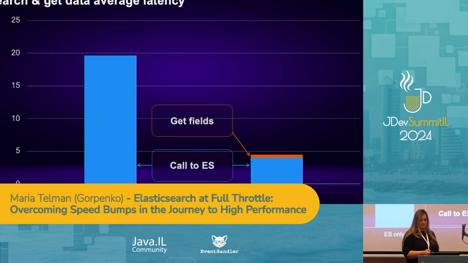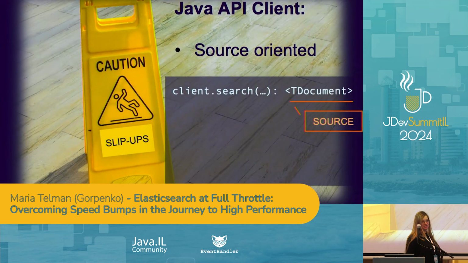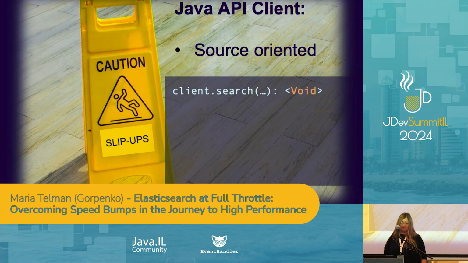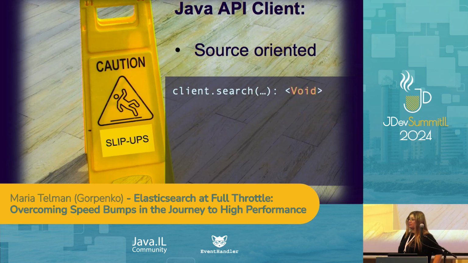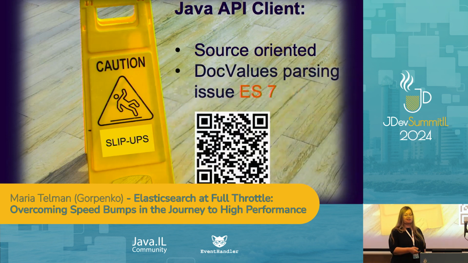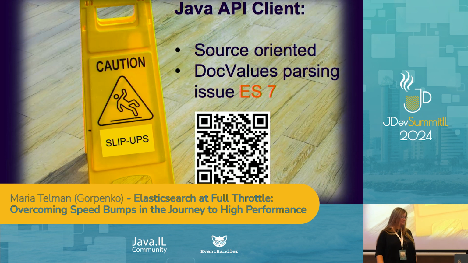So, doc values. Unfortunately, our new Java API client is designed for source. If we don't get it, things can get tricky and unstable, so be cautious with doc values. And if you are still on Elasticsearch 7, check out this issue and the workaround for this, but I won't expand on this right now.